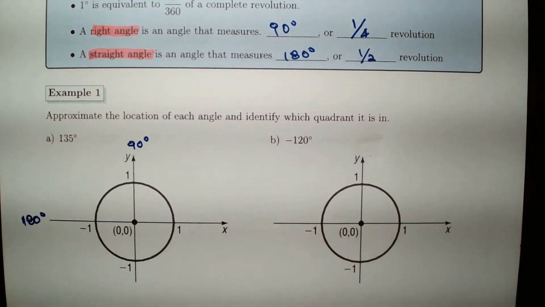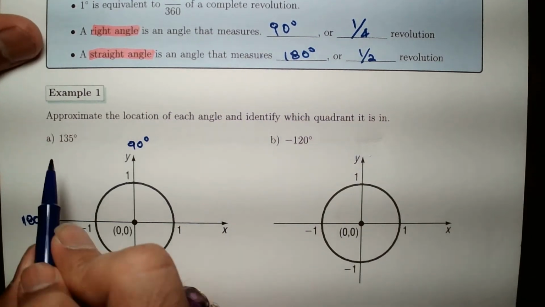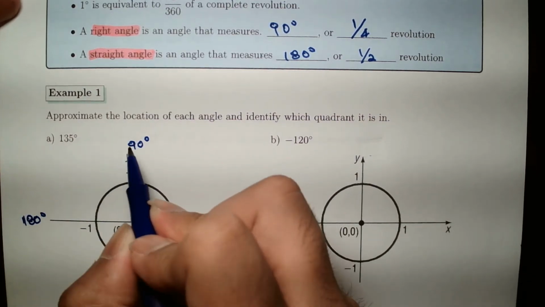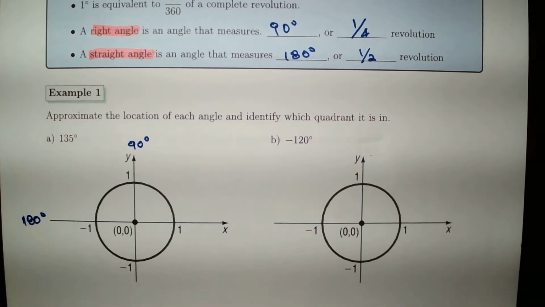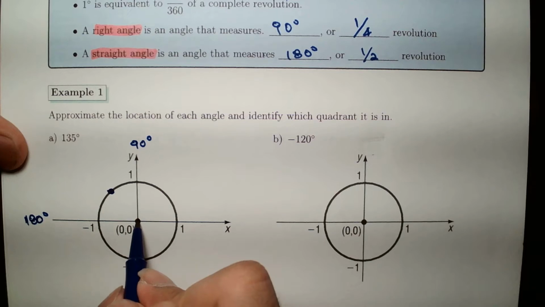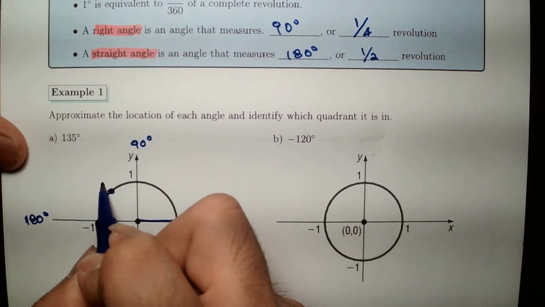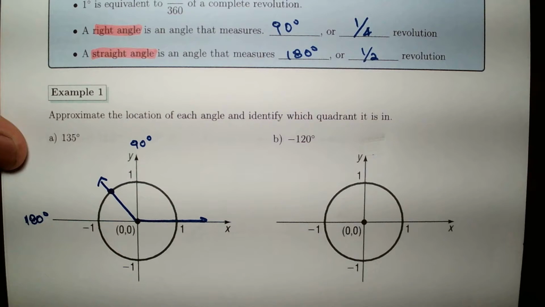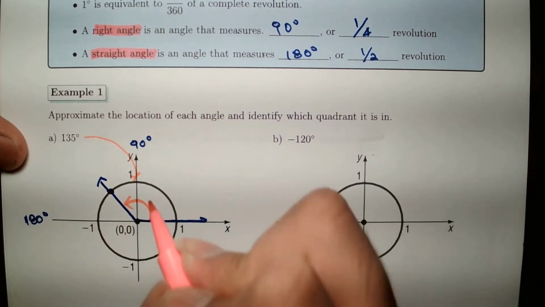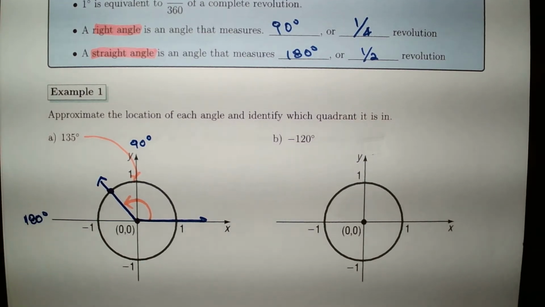Okay, so let's see. 135 degrees is definitely an angle that lies between these two. Let's just approximate its position. No need to be very, very exact about it. Actually, it's going to be right here. So this is the initial side, this is the terminal side, and this is the angle of 135 degrees, and it's a positive angle, right, because it goes counterclockwise.